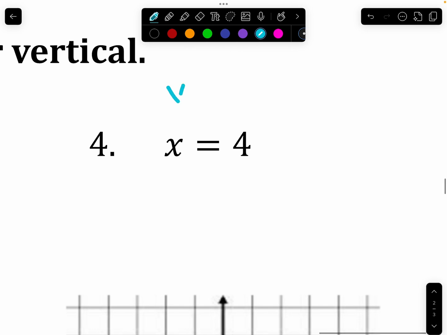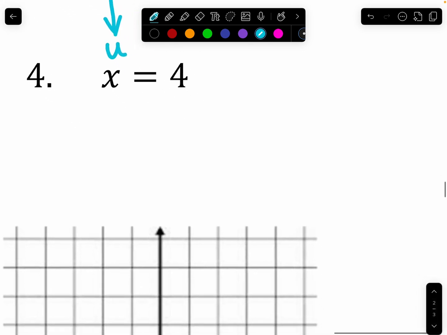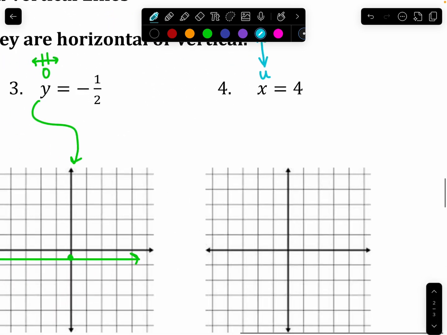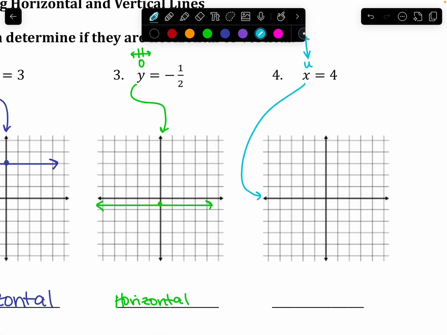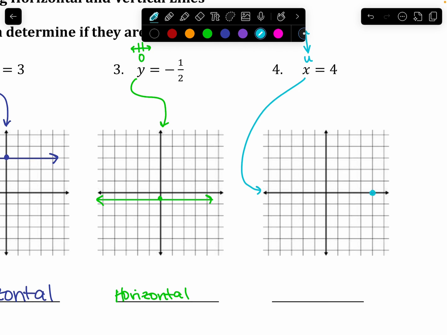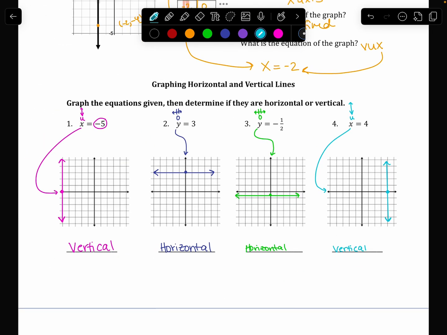And then lastly, I've got x equals. Because it is x equals, we have a vertical or a vux graph. Vertical means that my line is going to go straight up and down, and I have to find on my x-axis 4, which is 1, 2, 3, 4 here. It's vertical, it's got to go up and down. So here I have a vertical graph. And those are different ways that you can think about graphing horizontal and vertical lines.